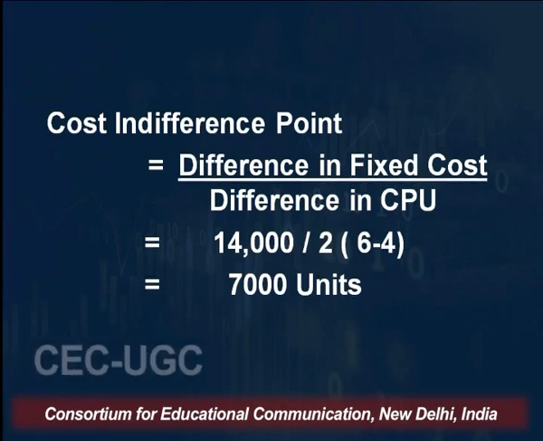My dear students, always remember, when you are computing this cost indifference point, always mind whether you are doing the calculation in terms of units or in terms of rupees. Since you have divided it by the difference in contribution per unit, obviously your answer is bound to come in terms of units. So this 7,000 units is going to be your cost indifference point.